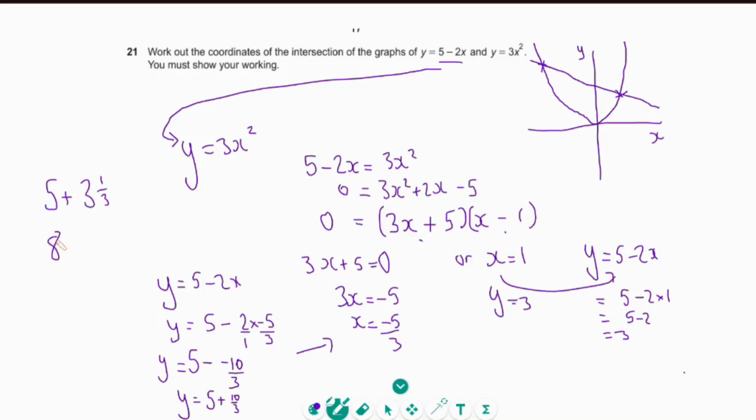Which gives us 8 and 1/3. So when x is minus 5/3, y is 8 and a third.